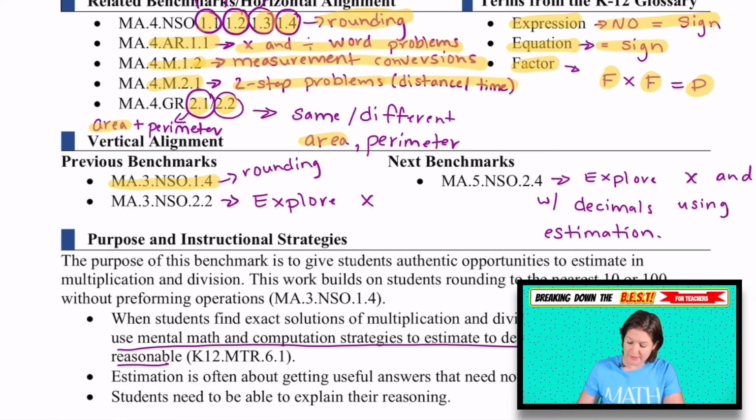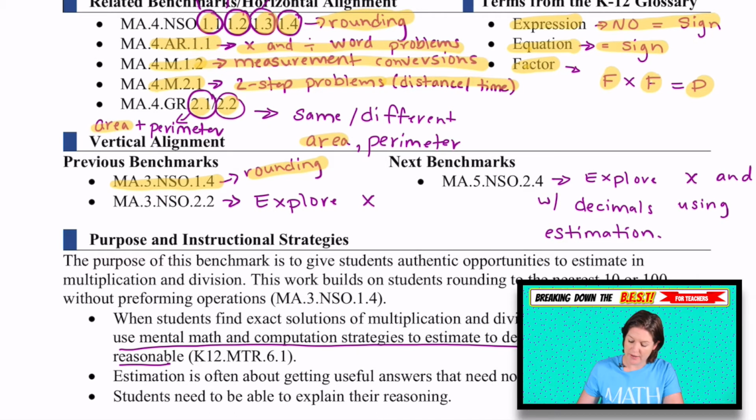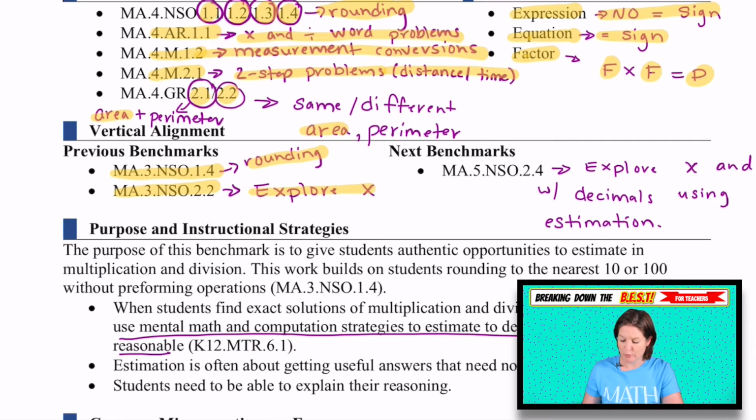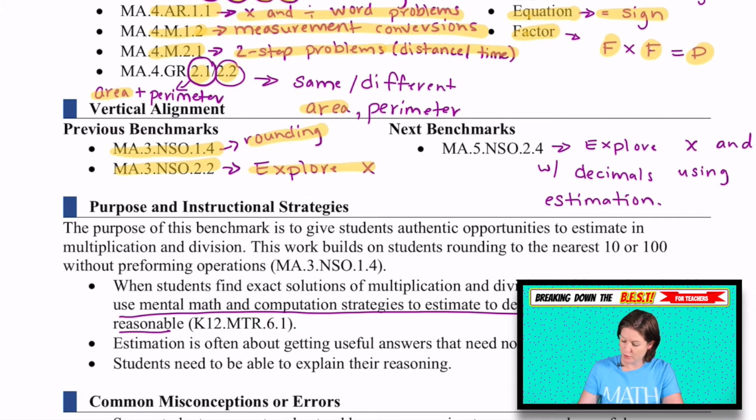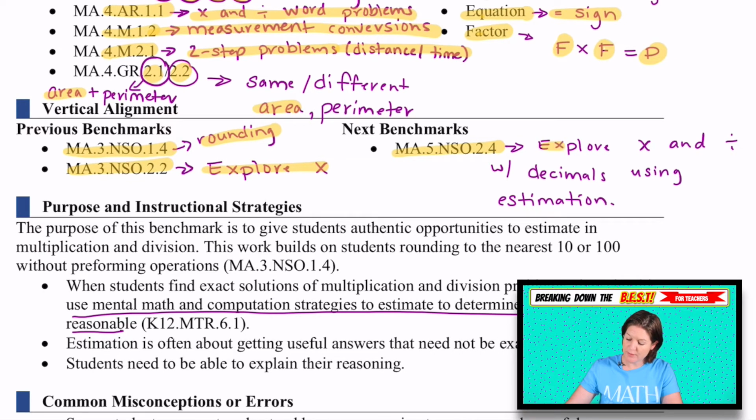So where are they coming from? Well, in 3rd grade, they had this standard right here, which is their rounding standard to the nearest 10 and 100. So they're coming definitely with that knowledge. We also have exploring multiplication with this standard, and this is actually exploring multiplication and division too. And then in MA.5.NSO.2.4, we're kind of doing the same thing. We're exploring multiplication and division with decimals using estimation.